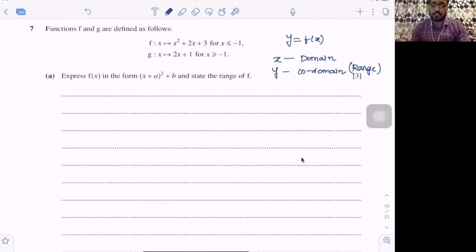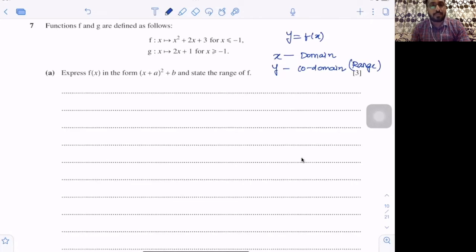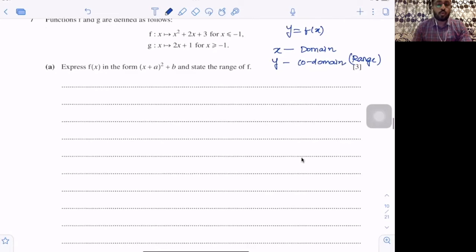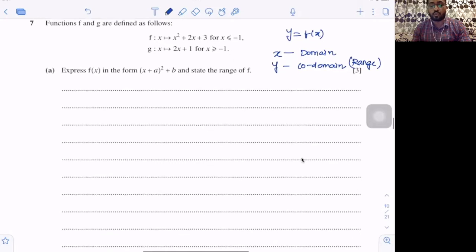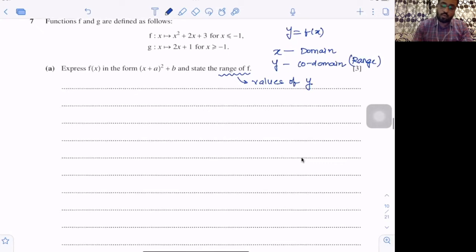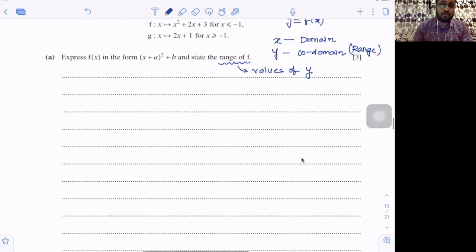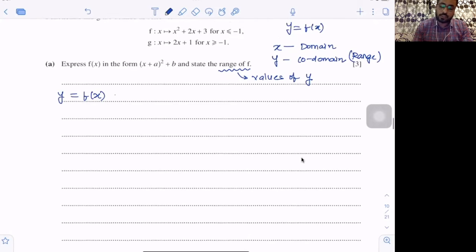It has a variable x which maps to x square plus 2x plus 3 for x less than or equal to minus 1. So I want to express f of x in the form of (x plus a) the whole square plus b, and I also want to tell the range of f. That means I want to tell the values of y. Range of f means values of y. So what is f of x given to us? f of x, which is y, is given to us as x square plus 2x plus 3.